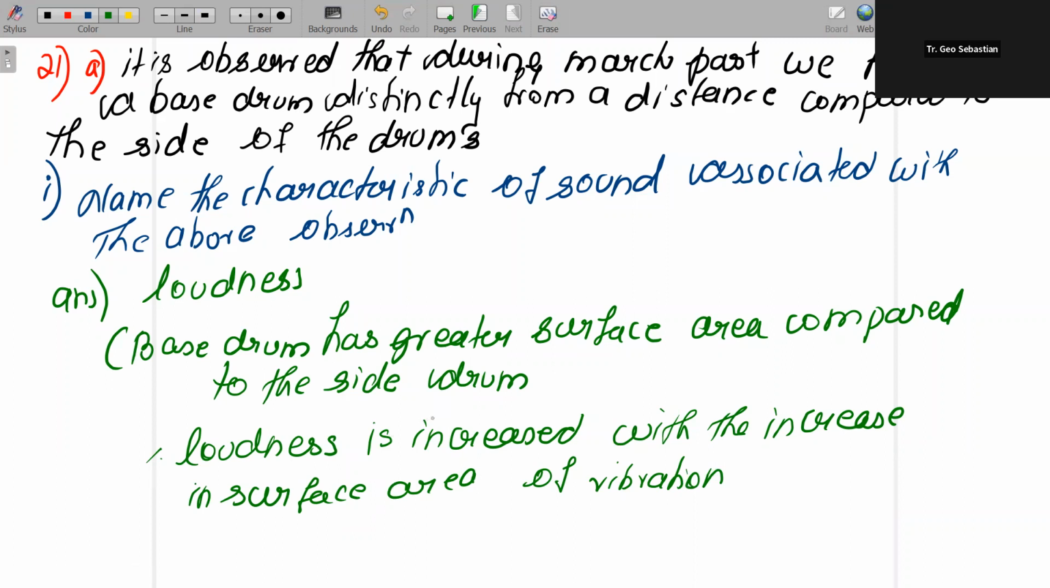So I hope you guys understood why I took loudness. So bass drum has greater surface area compared to side drum. So loudness is nothing but directly proportional to surface area. Children, while I'm teaching this, I will be discussing those things. Okay, I know now you guys are struggling. Anyway, this question is important. Another question. That means along with this only B question.